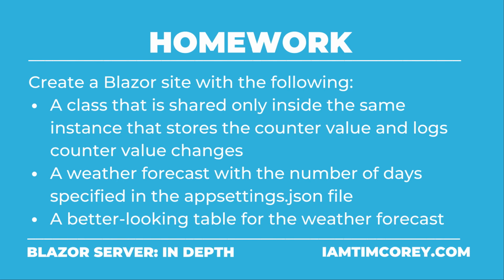So that's one. The next one is a weather forecast with the number of days specified in the app-settings.json file. So that's one of our configuration files. So in there, we're going to say, okay, I want a 10-day forecast. And it's going to show on the forecast page all 10 days instead of just 5 days like normal. And if you change that file, it's going to change the number of days it shows.